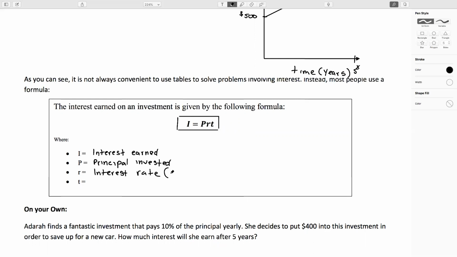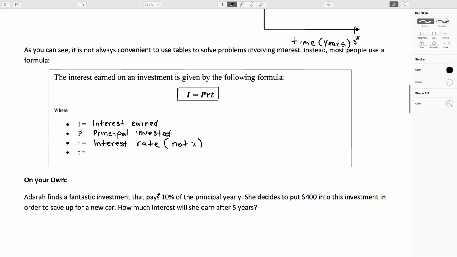You need to be really careful here. This is not a percentage. Do not put 6 in, or what you're actually going to do is you're multiplying by 6. That's like 600%. And then T is the term or the time. Term is given in years because interest rate is usually given in years.